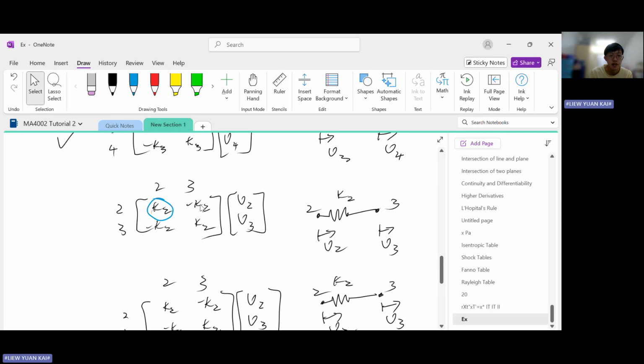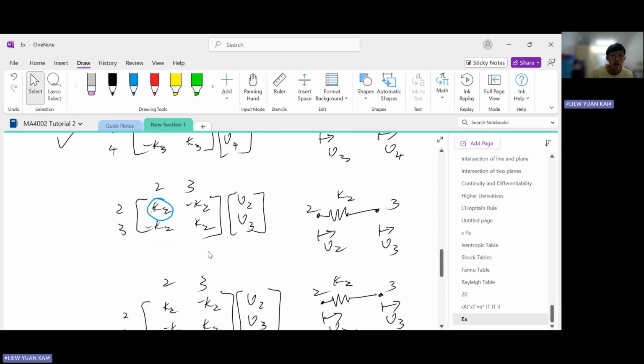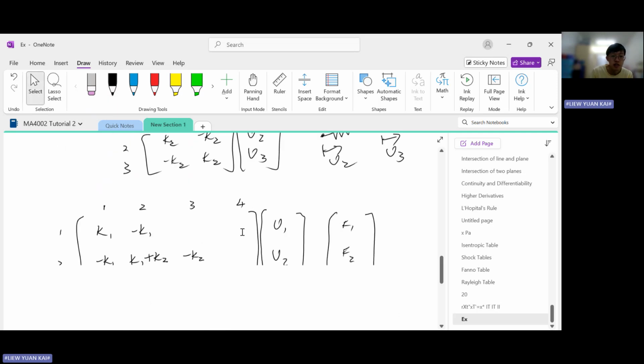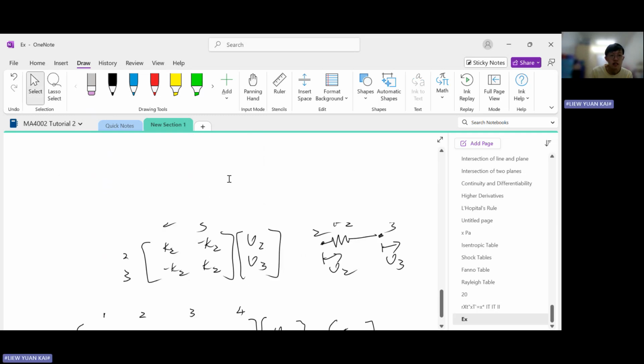Okay, let's move on. So row 2 column 3 is minus K2. Row 3 column 2 is minus K2. Okay, and then you see here, row 3 column 3 already has an entry, but this matrix says that, hey, you still need to substitute in K2 into row 3 column 3. So we will just add it to the previous value, the previously substituted value. Okay, now let's go to our last one.